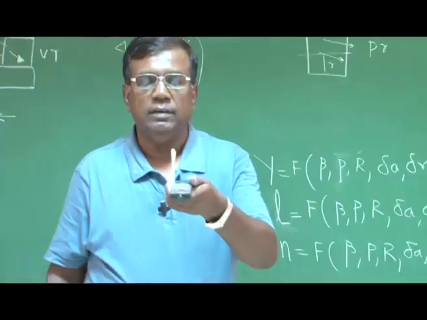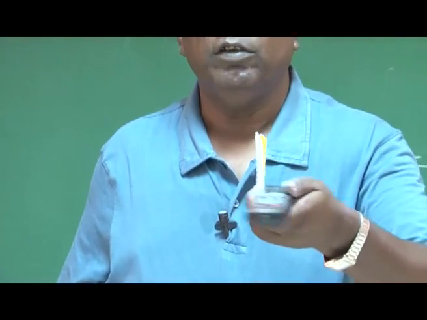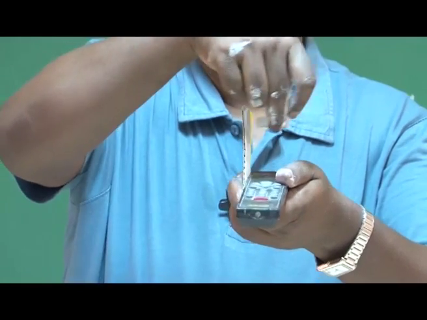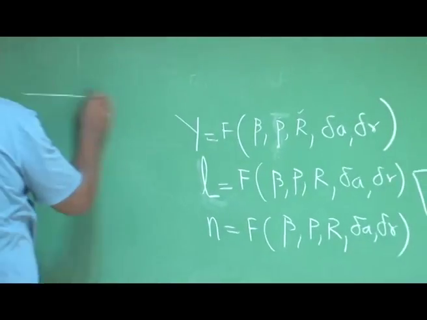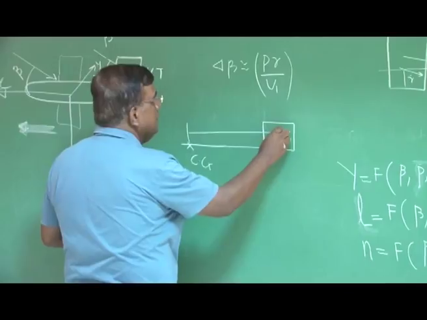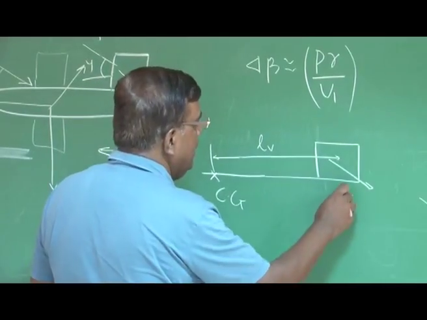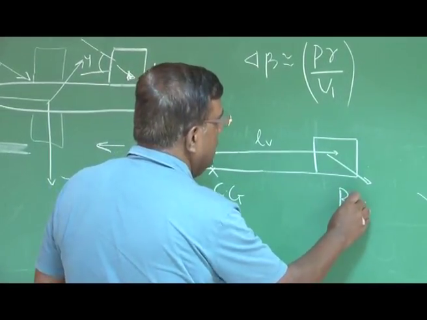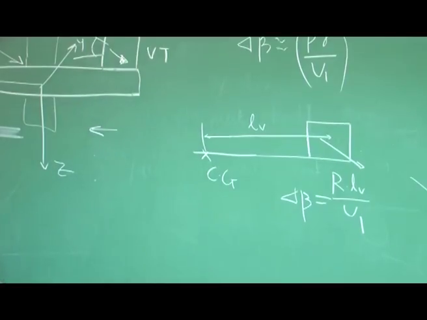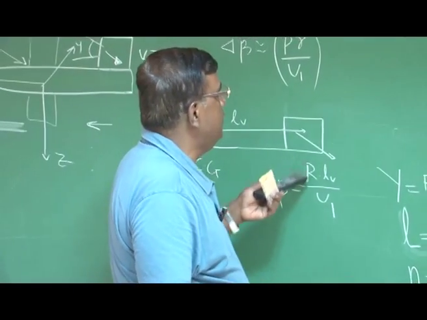What about r? If I see like this, r is yaw rate, that is I have to rotate about the z axis. I rotate like this, positive r. As I rotate like this, you could see this vertical tail will be seeing a relative air speed which is equal to, if I draw it like this and I say this is the Cg and this length is, let us say, Lv, then there will be a relative air speed of r into Lv, divided by u1, again that will be delta beta, right. So, since there is delta beta, because of this there will be a side force.